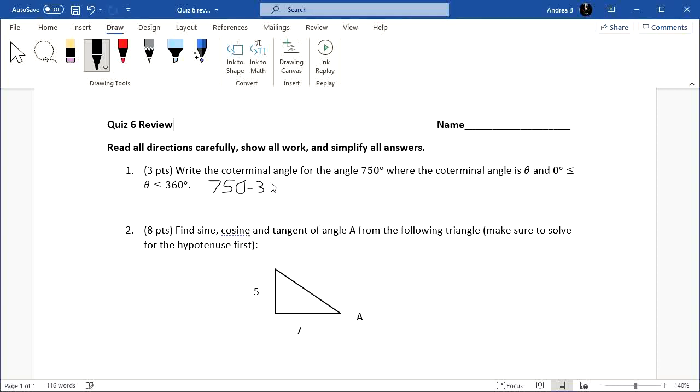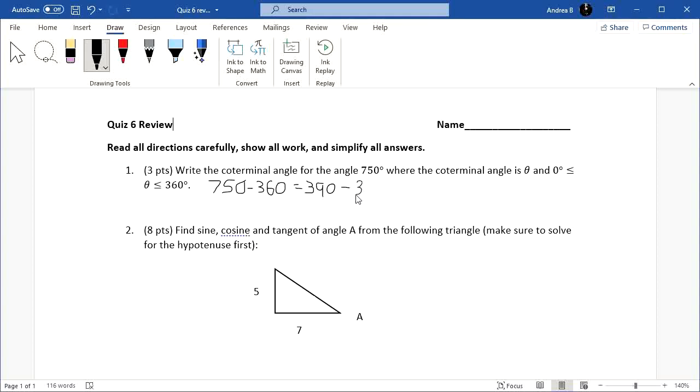If it was negative instead of positive, then we would have added 360 degrees instead. Since it's more than 360, that's why we're subtracting 360. So if we do 750 minus 360, we get 390, which is still more than 360 degrees, so it's still not within the range that we're looking for. So we'll need to subtract 360 again.